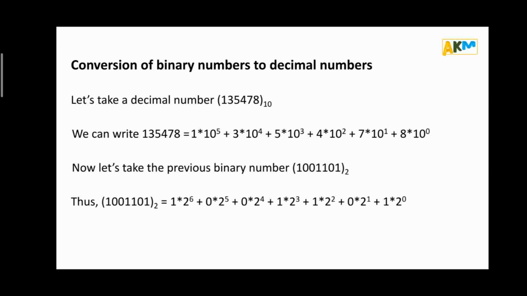So 1001101 can be converted like this: 1 multiplied by 2 power 6 plus 0 multiplied by 2 power 5 plus 0 multiplied by 2 power 4 plus 1 multiplied by 2 power 3 plus 1 multiplied by 2 power 2 plus 0 multiplied by 2 power 1 plus 1 multiplied by 2 power 0. And if we calculate, the result will be 77. So this 77 is the value of binary number 1001101 in decimal system. So we have learned the conversion of binary numbers to decimal numbers.